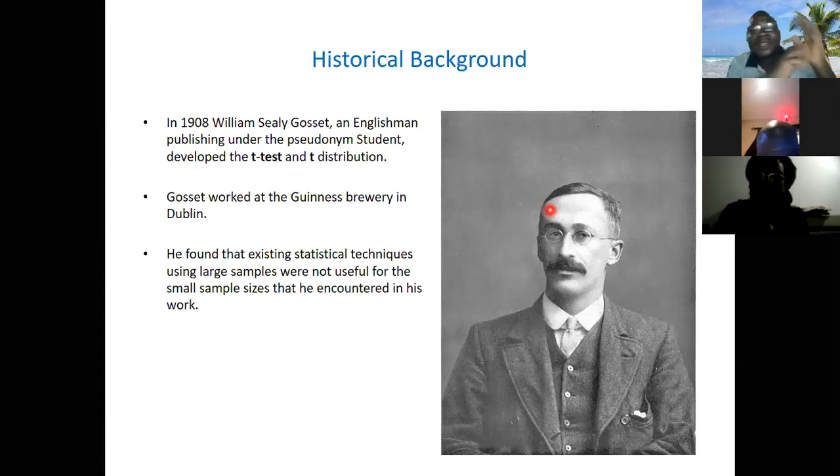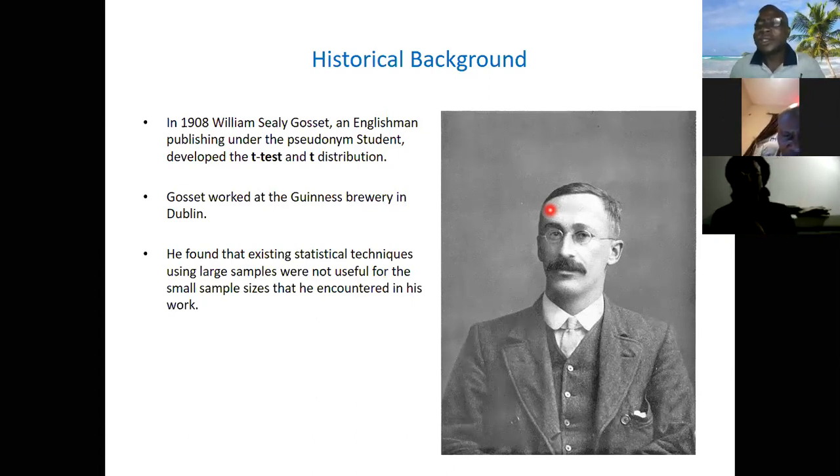So the man was working in Dublin with Guinness. So he realized that the normal Z test, which is the normal distribution. We are not going over the Z now because we talked about Z before, even when we were talking of chi-square, I talked about Z distribution, which is the standard normal distribution. So it was the standard normal distribution they were using.